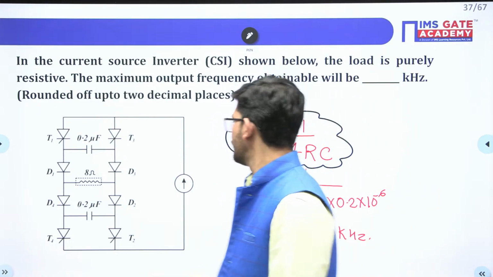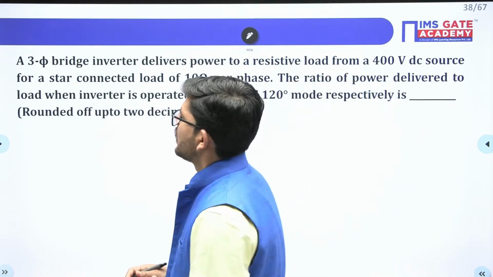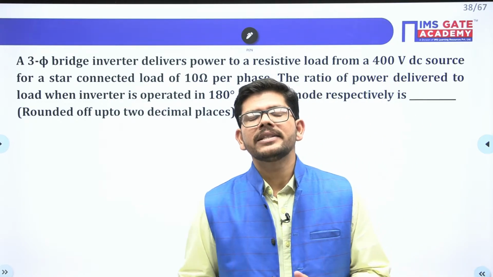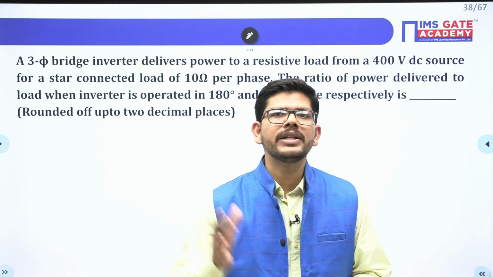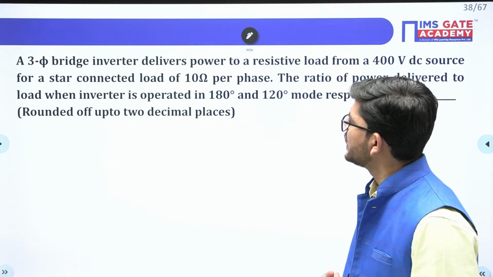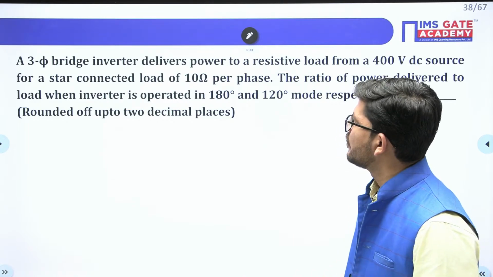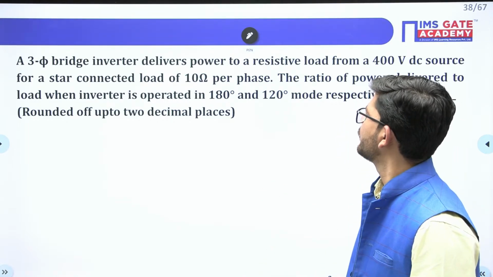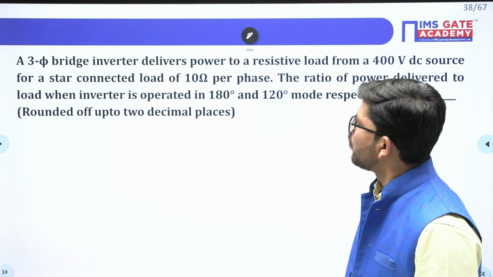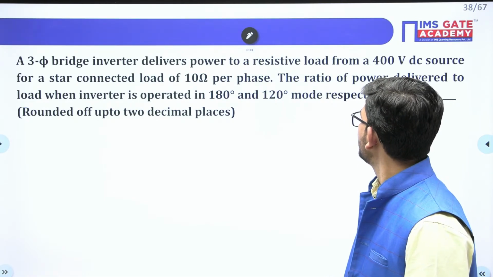Okay, so after this I have a very beautiful question, very important question as well, because this type of question has never been asked in the GATE exam. So I am expecting this to be the next GATE question, guys. What has been given to us is a 3-phase bridge inverter delivers power to a resistive load from a 400 volt DC source for a star connected load of 10 ohm per phase. The ratio of power delivered to the load when inverter is operated in 180 degree and 120 degree mode respectively.